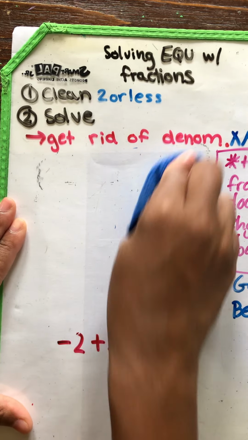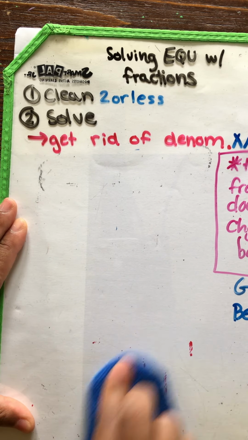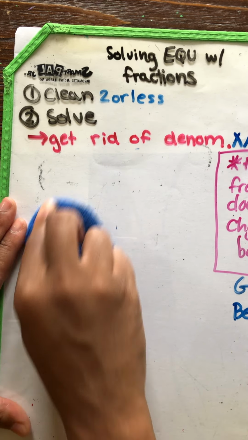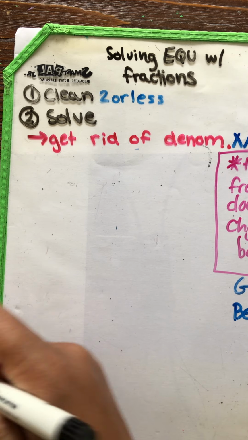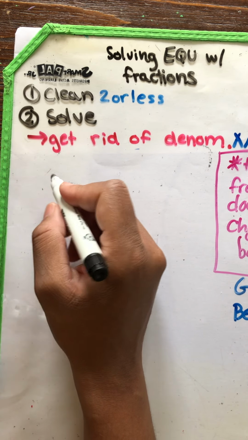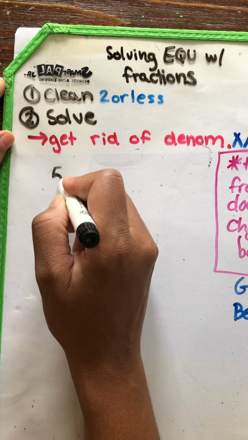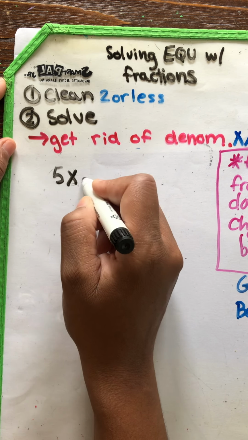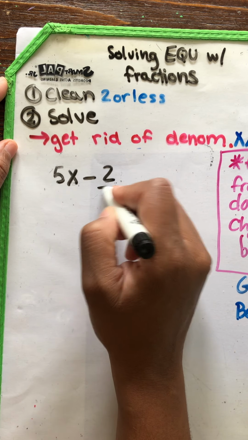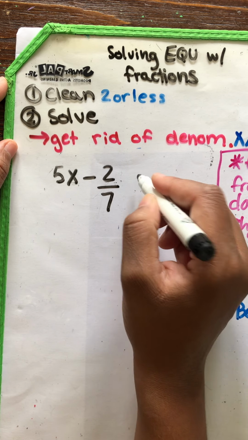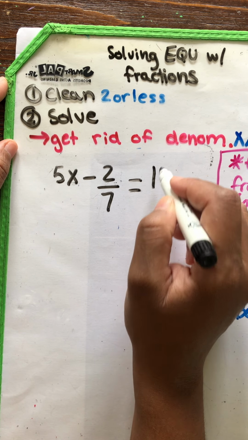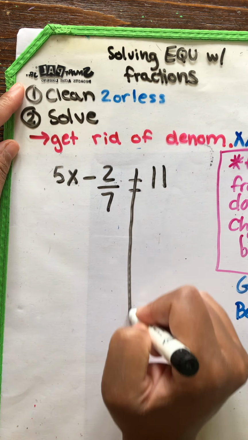Now, if you want to do it a different way and add, subtract, multiply, and divide by your fractions, you're gonna get the same solution as us, but it's just gonna take you a little longer. It's not a big deal. So let's say I have 5x minus 2 sevenths equals 11. All right.